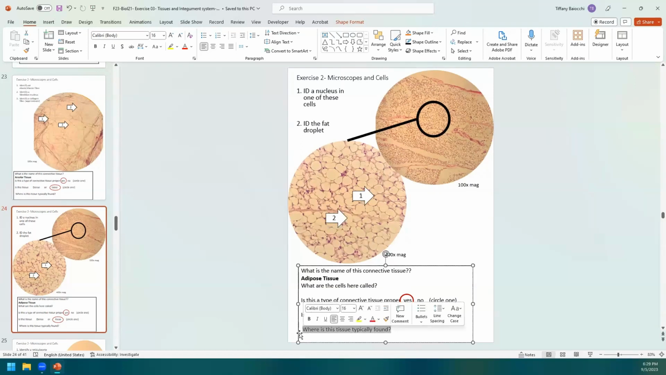Where is this typically found? Well, you'd find a lot of it in the hypodermis or the subcutaneous layer. It's widespread again throughout the body, but mostly the subcutaneous layer of fat is where this is found.